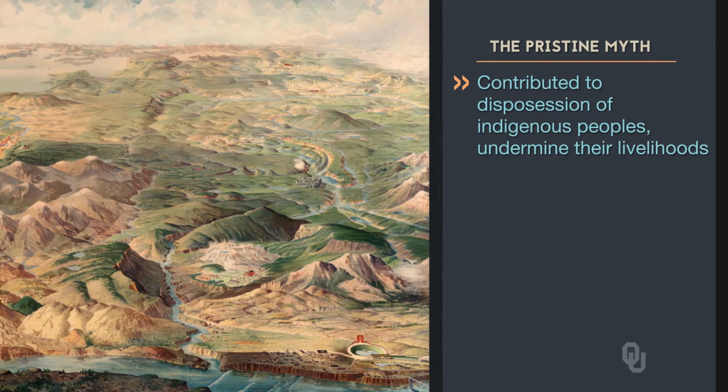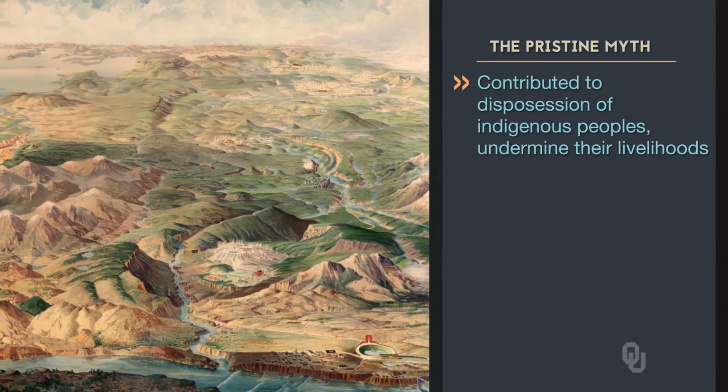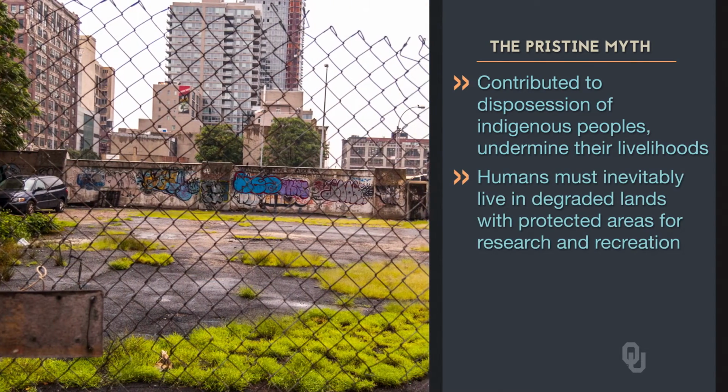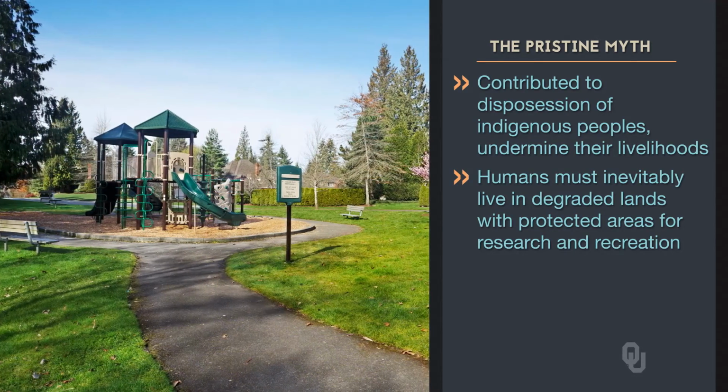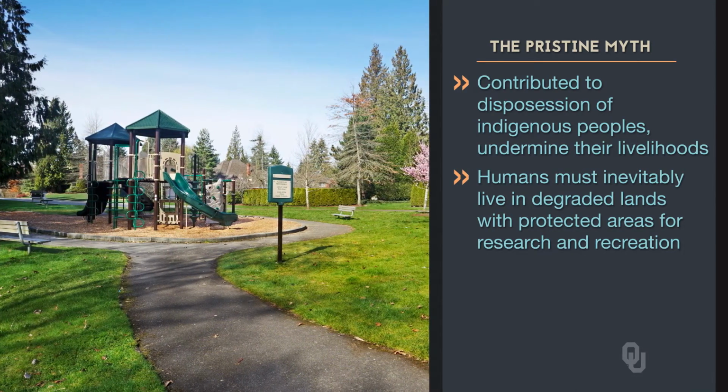By extension, the pristine myth also posits that humans must inevitably live in degraded landscapes, with pockets of protected landscapes preserved for research and recreation, usually by elites. This is a very limited way of thinking about the possibilities for environmental adaptations and sustainability. Can you think of examples of how the pristine myth continues to shape environmental politics in the US?